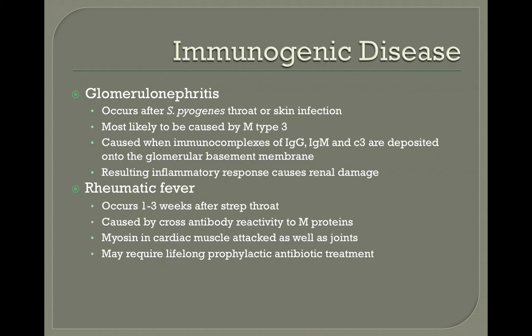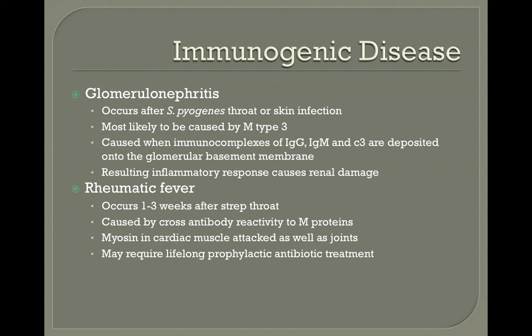Immunogenic diseases are immune-mediated. So first we have glomerulonephritis. This occurs after the S. pyogenes throat or skin infection. M type 3 serotype is most likely to cause this. And this happens when immunocomplexes of IgG, IgM, and C3 are deposited onto the glomerular basement membrane. And immunocomplexes are just bindings of antibodies and antigens. And this causes a targeted inflammatory response, which can cause a lot of renal damage.